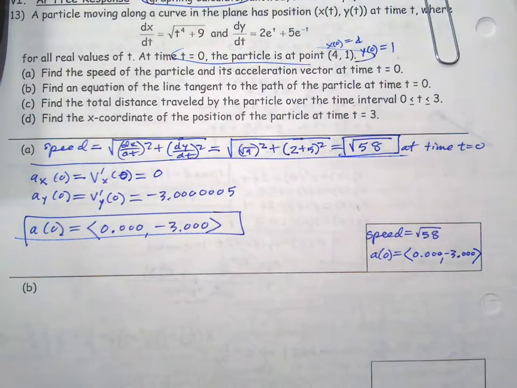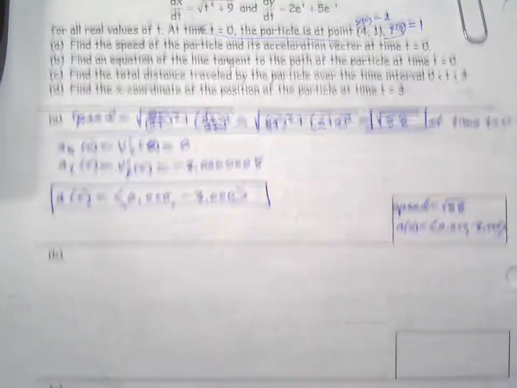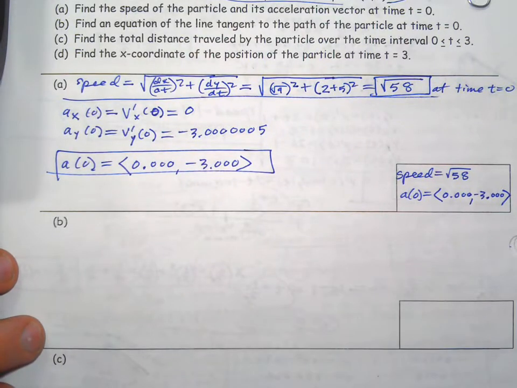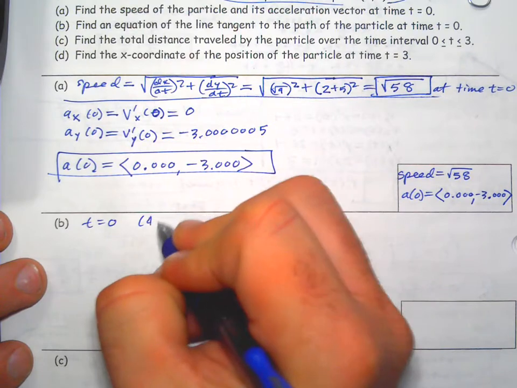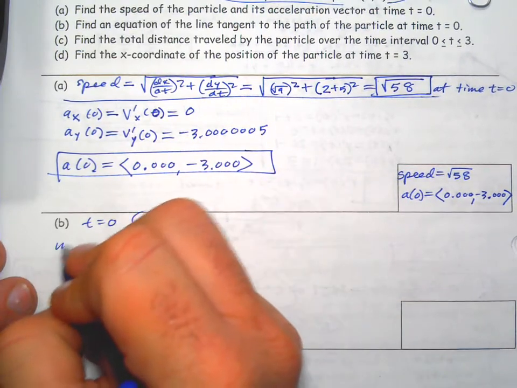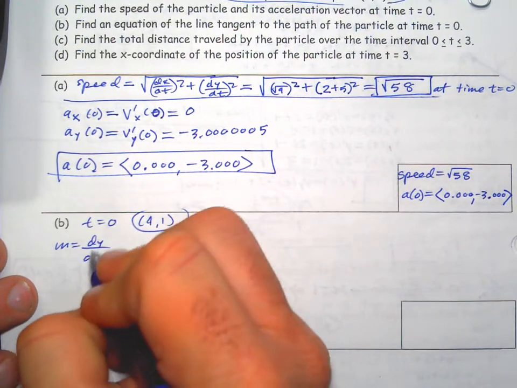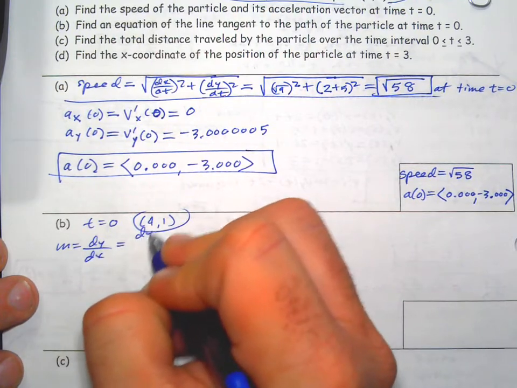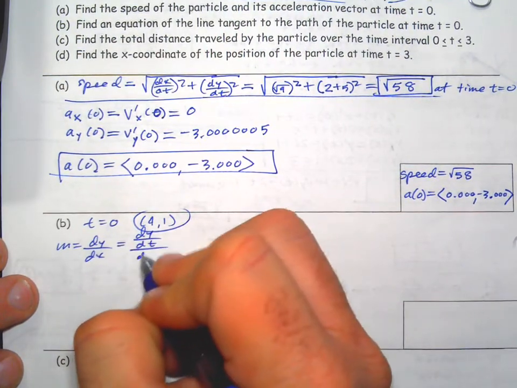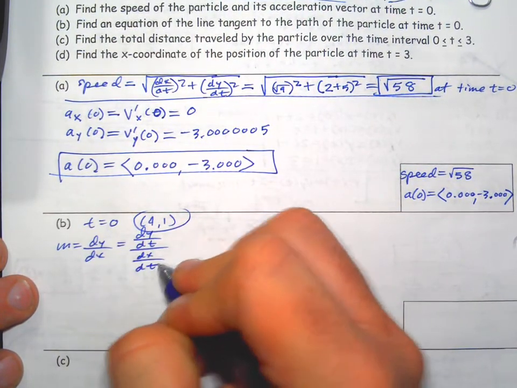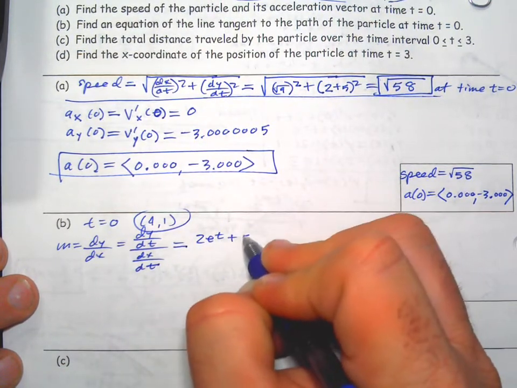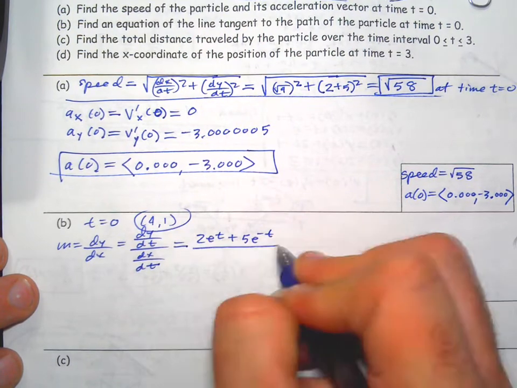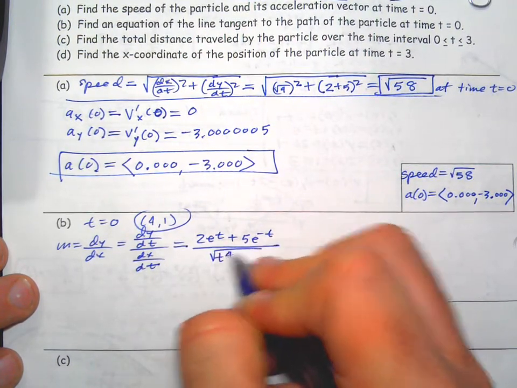Part B says, find the equation of the tangent line to the path of the particle at time 0. Well, let's see. We have the point, so all we need is the slope, which is dy/dx, which is dy/dt over dx/dt, which we've already been given: 2e^t plus 5e^(-t) over the square root of t^4 plus 9.